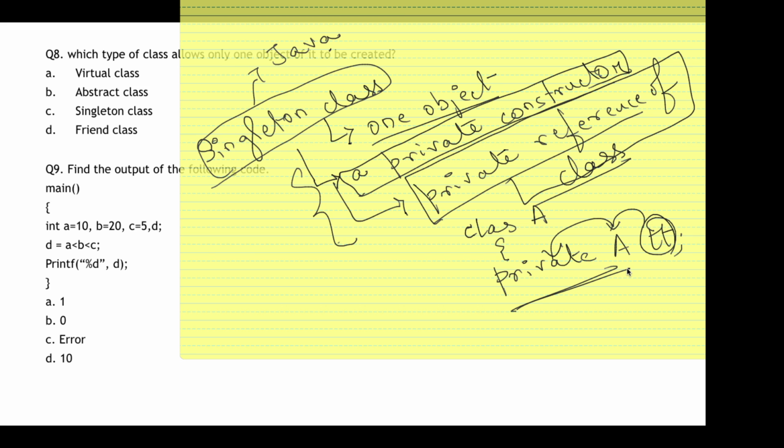So the answer is singleton class. Singleton class is the only class which will allow you to create one object, a single object. Thereby the name is singleton class. Okay. Why? Because these are the two reasons: it has a private constructor and a private reference of the class. See, these two conditions must be satisfied in order to fulfill a singleton class. Okay. You can't skip any one. Okay. Now moving on to the next question.